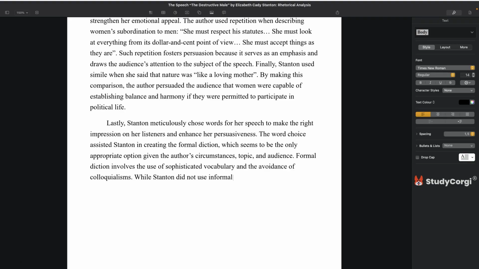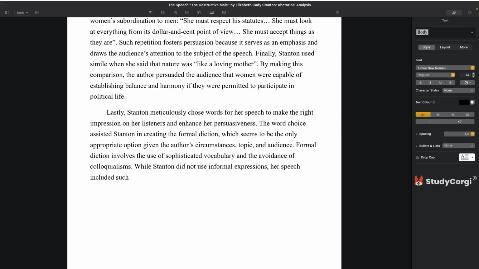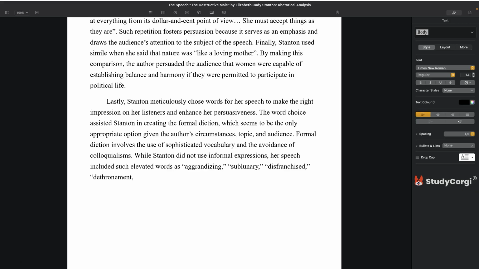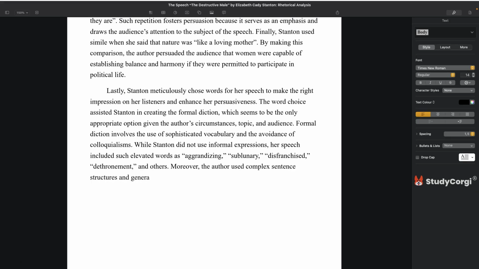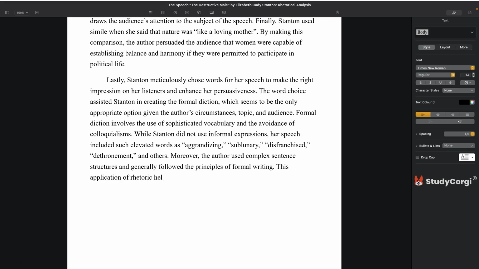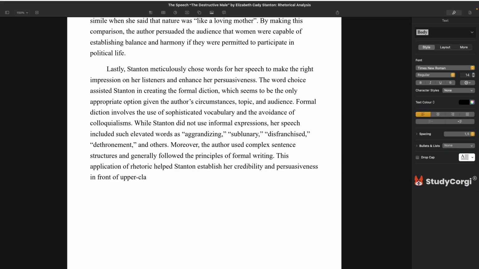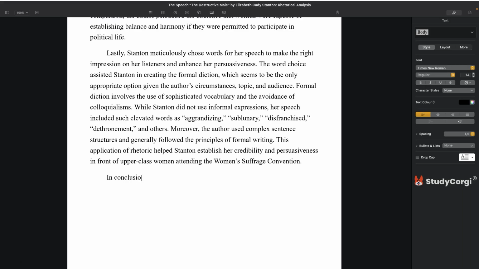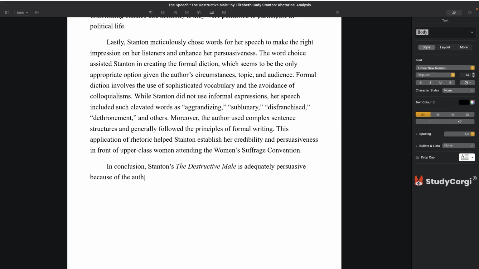While Stanton did not use informal expressions, her speech included such elevated words as aggrandizing, sublunary, disfranchised, dethronement, and others. Moreover, the author used complex sentence structures and generally followed the principles of formal writing. This application of rhetoric helped Stanton establish her credibility and persuasiveness in front of upper-class women attending the women's suffrage convention.